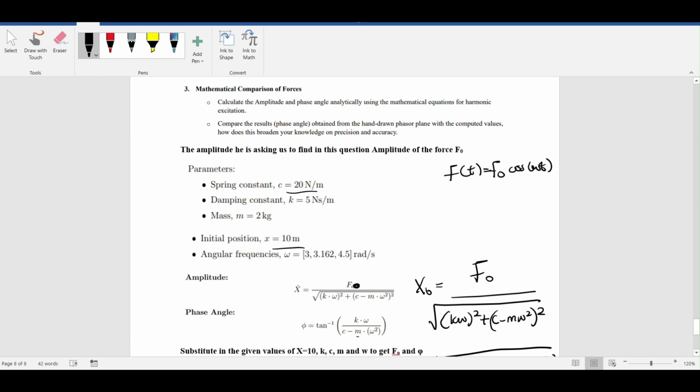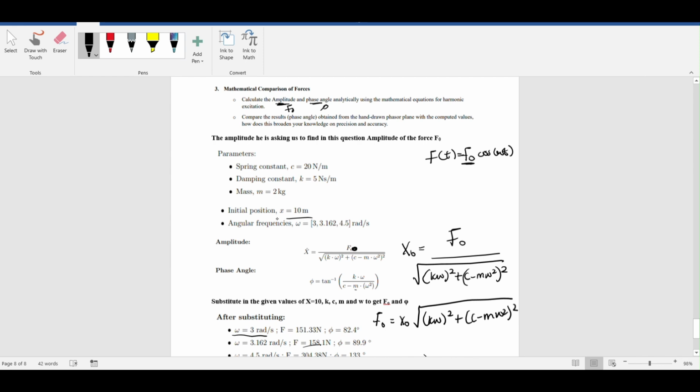Question number 3: he wants us to calculate the amplitude and the phase angle. You may think the amplitude is x naught, but that's wrong. It's asking us to calculate the amplitude of the force, F naught, and the phase angle, that's phi. So F naught and phi. I want you to know that x is equal to x naught, which is technically the initial position, so x naught is 10.